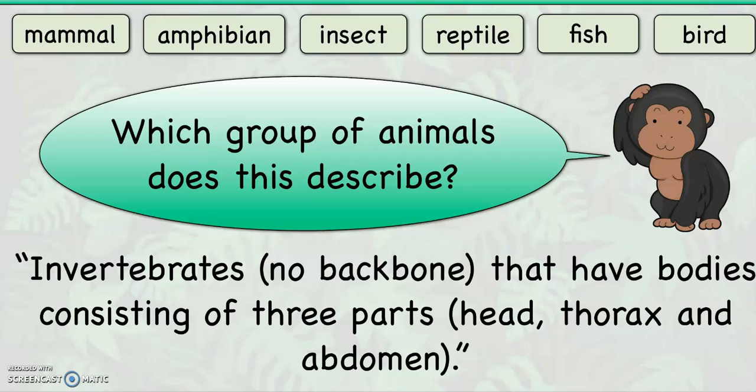Which group of animals does this describe? An invertebrate, one with no backbone, that has a body consisting of 3 parts: the head, the thorax, and the abdomen. Is that a mammal, an amphibian, an insect, a reptile, a fish, or a bird? Which group of animals do you think that describes?